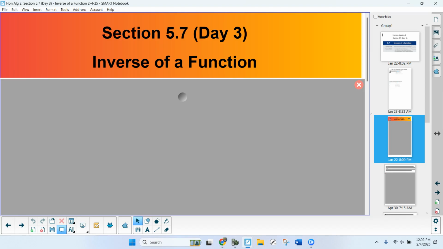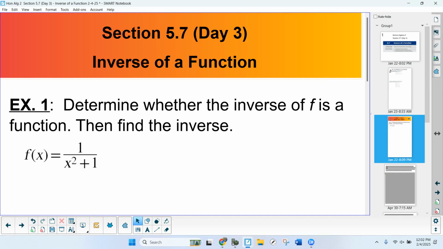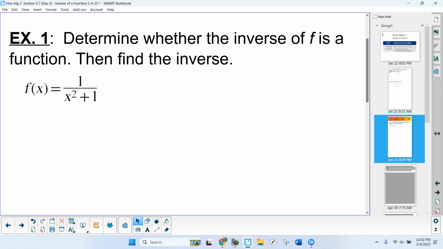All righty, so let's take a look at today's notes. Day 3 of inverses. First example, determine whether the inverse of f is a function, then find the inverse, if it exists. Okay? We can find the inverse, we just might not be a function.